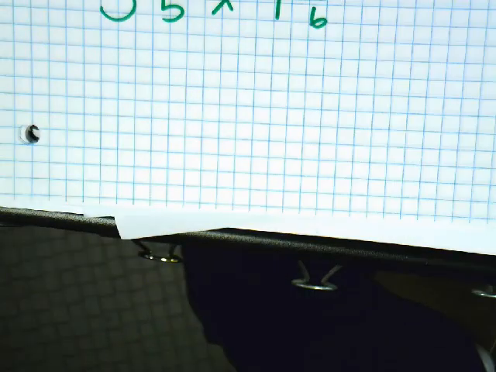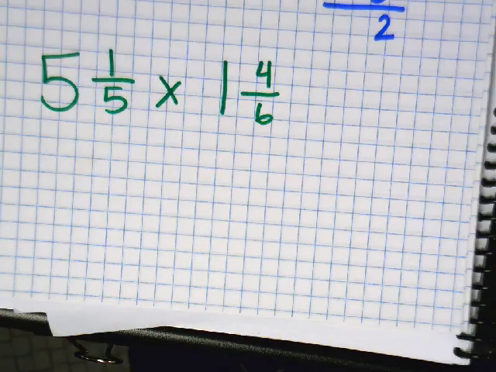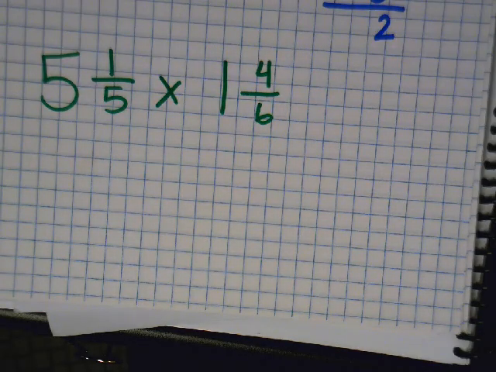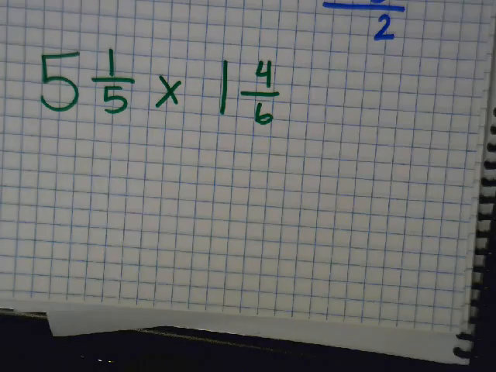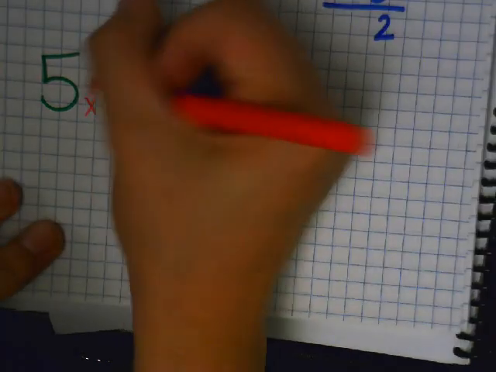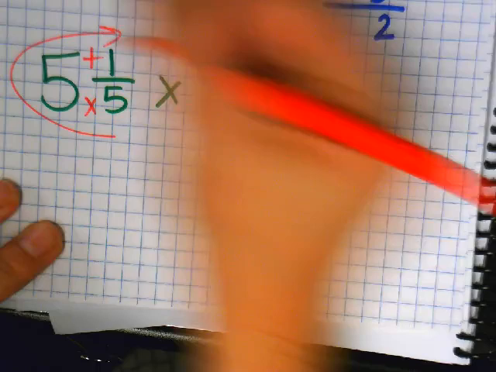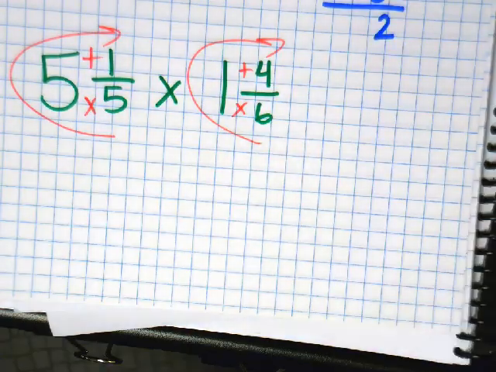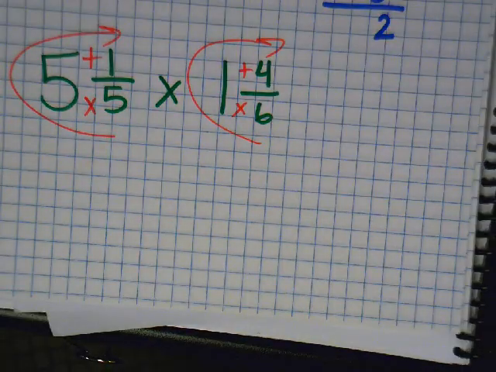Okay, 5 and 1/5 times 1 and 4/6. What's your first step? Multiply 5 times 5, and then add 1. Okay, so we're doing the backwards CML, so we're doing this, and then we're doing this. Go ahead and do that while I check on something in the back of the room.